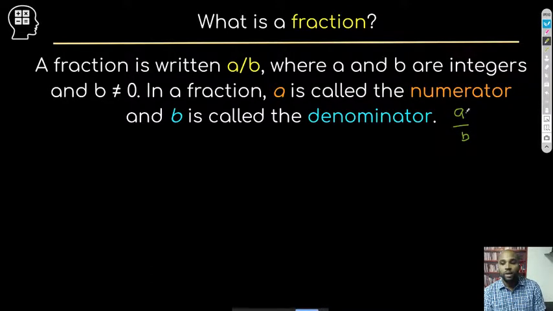A is called the numerator. And this bottom one is called the denominator. So that's the term we're going to refer to quite a bit. So keep that in mind.